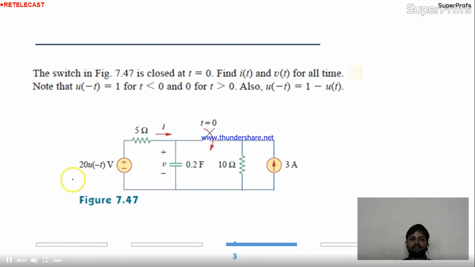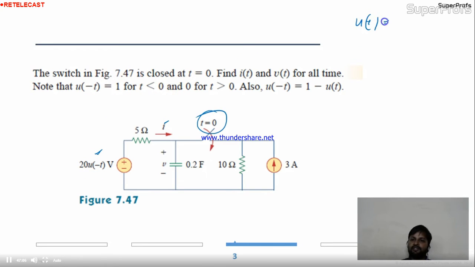Now come to this one. The switch in the figure is closed at t equal to 0. At t equal to 0 it's closing. Before that it was open, right? Find it. Where is the it? Here is the it. And Vt for all time. Note that u minus t equal to 1 for t less than 0. Where is the u minus t? Here is the u minus t.